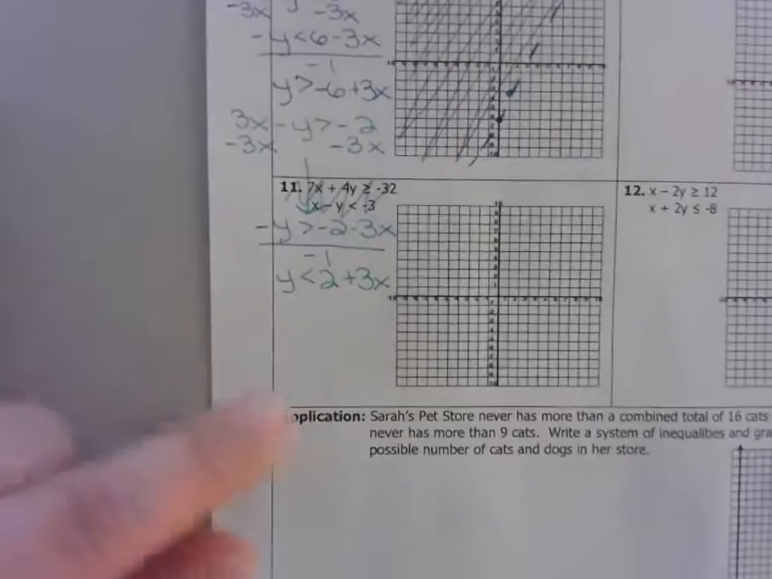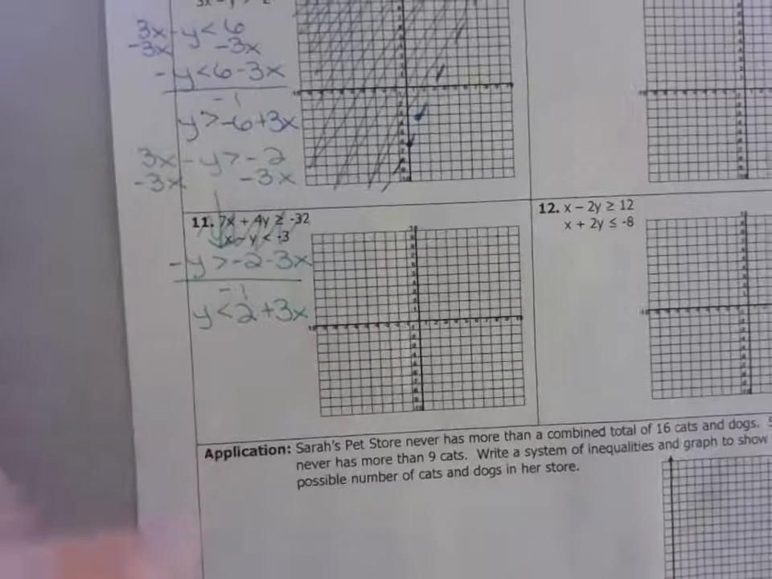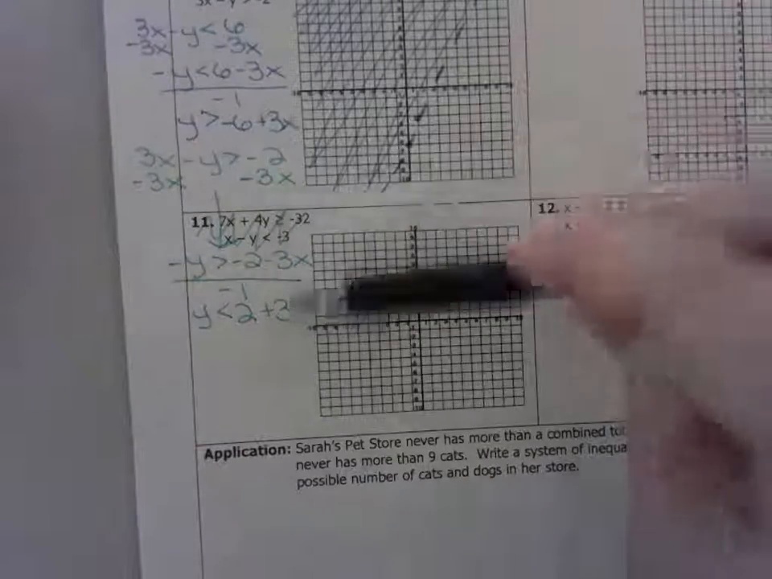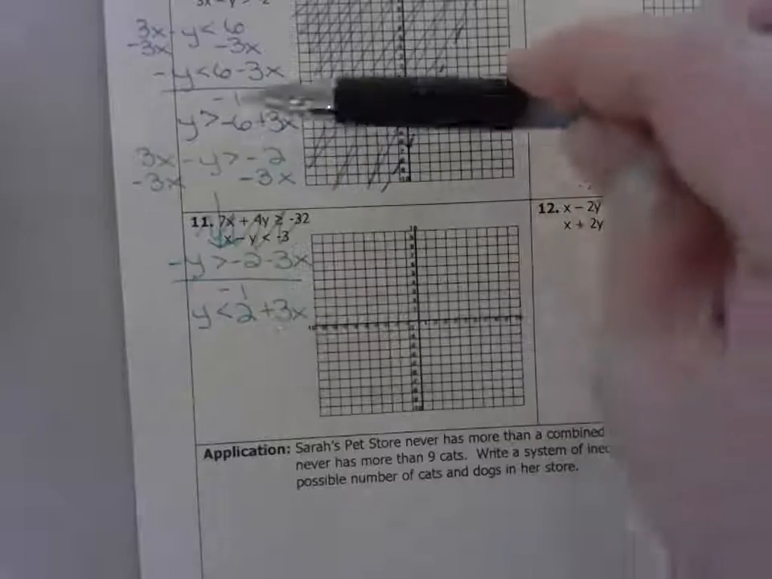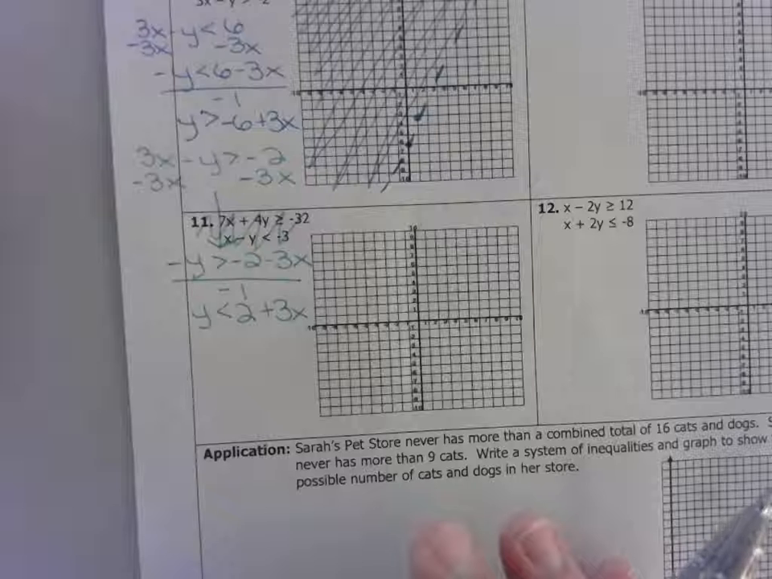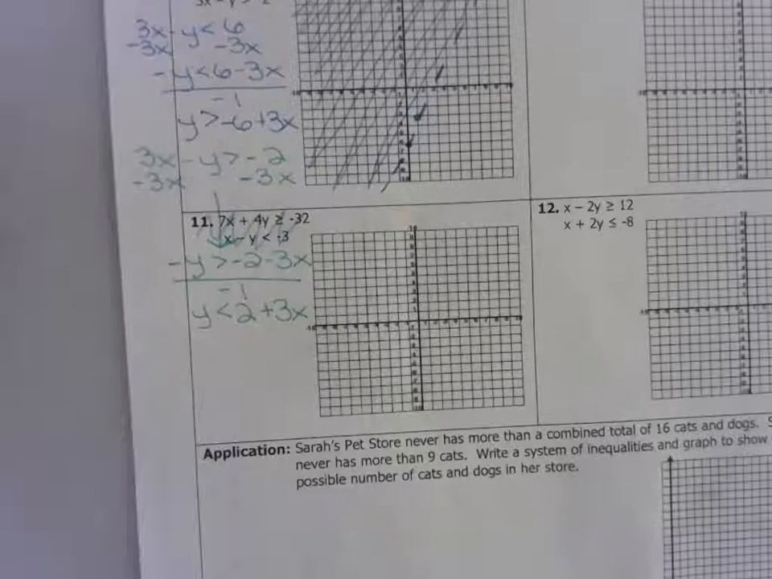Now, what do you notice about the two inequalities? They're the same. What's the same? Yes, my slope for both inequalities is 3. So what do I know about the lines? They're parallel. So is my answer no solution right off the bat? No, because I'm not looking where the lines cross when I'm doing inequalities. I'm looking for where the shadings overlap.